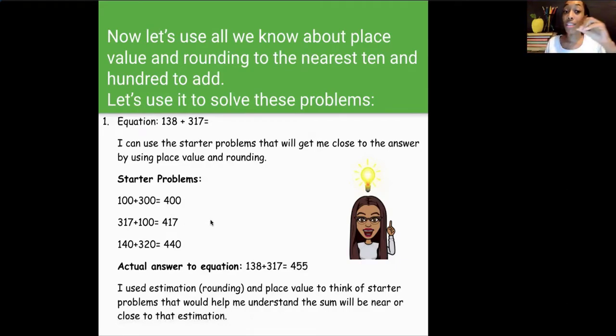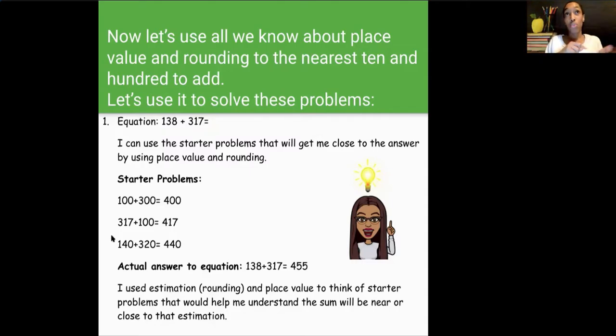317 rounded to the nearest 100 is 300. So 100 plus 300 equals 400. That gives me some part of the answer. That tells me that my final sum is going to be around 400.